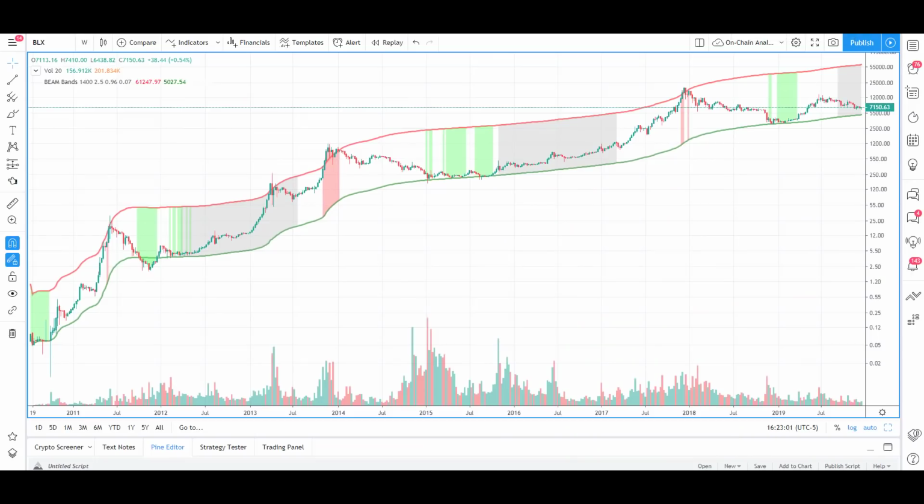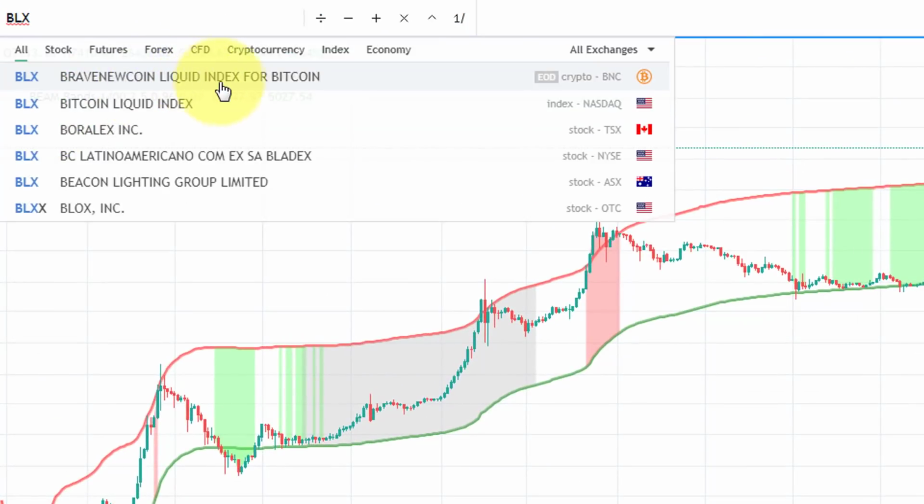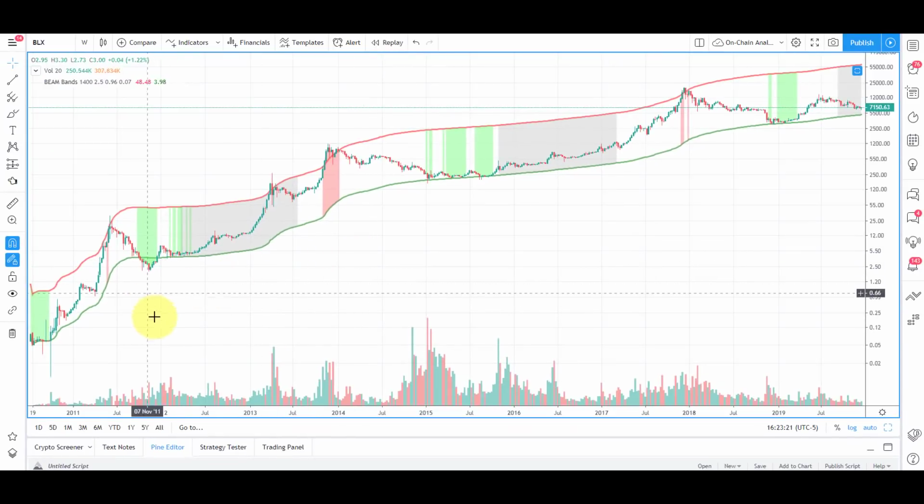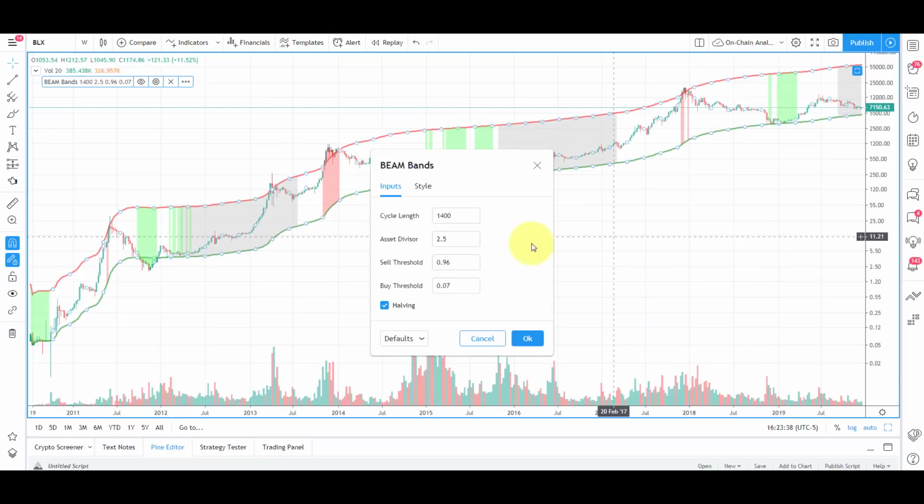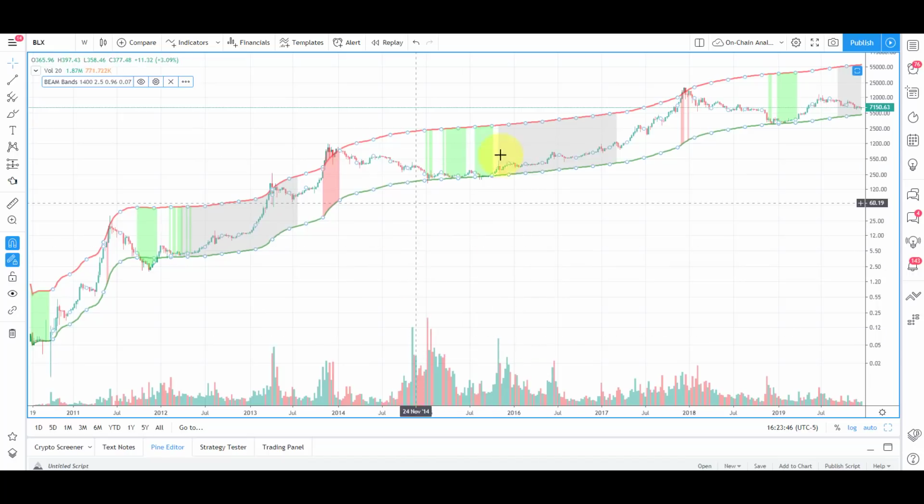So now that you understand how that works, if we look at this, this is the entirety of the Bitcoin chart as you will see it on TradingView using BLX, Brave New Coin Liquid Index for Bitcoin. That allows you to go back the farthest back in time that you can, back to mid 2010 approximately, all the way out to current. This is an end of day chart, so it updates at the end of the day. But you'll notice in the indicator the cycle length is 1400, asset divisor 2.5, and your buy or sell threshold is set here. This does a really good job.